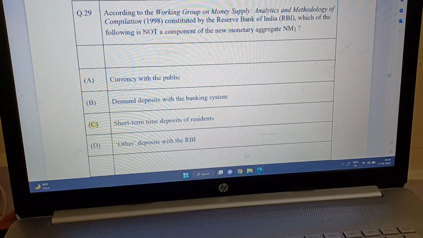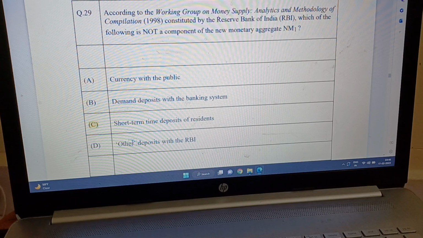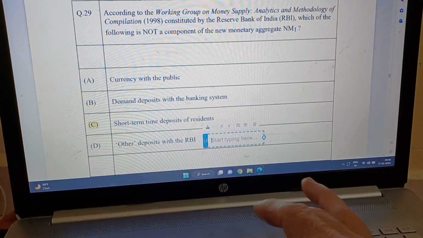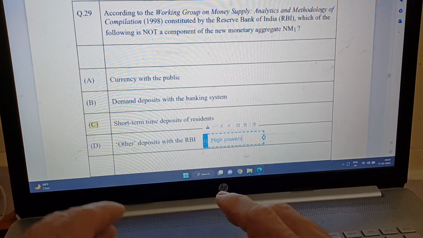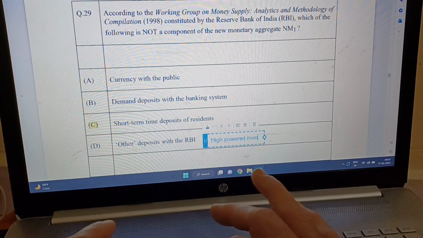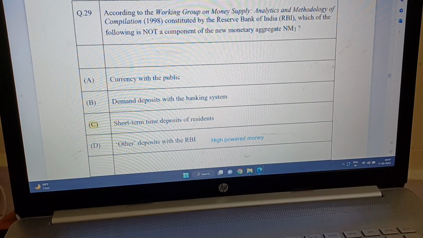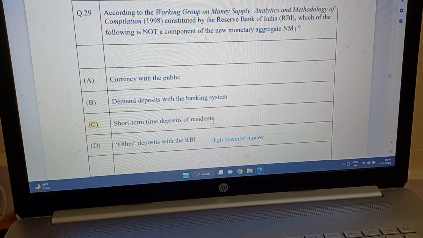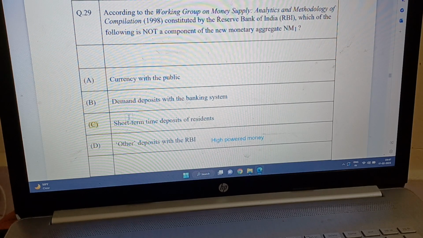That you all know. And then other deposits with the RBI. Yeah, this is the high-powered money. So actually, all the banks that have here money that is highly liquid, so this one is high-powered money. So that's why it is part of M1. So only short-term time deposits of residents are not part of M1. So answer is C.